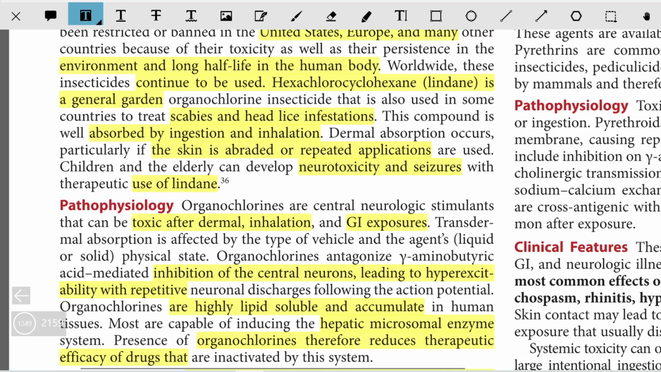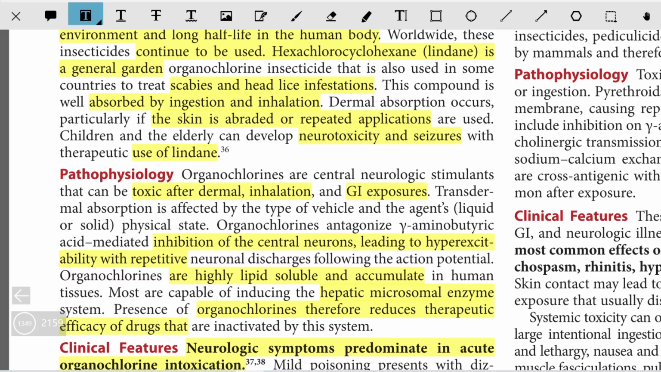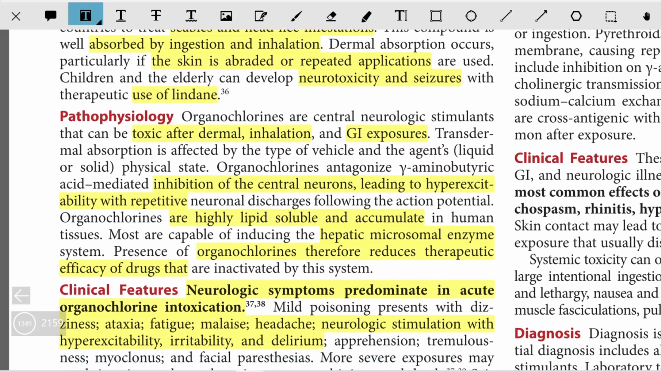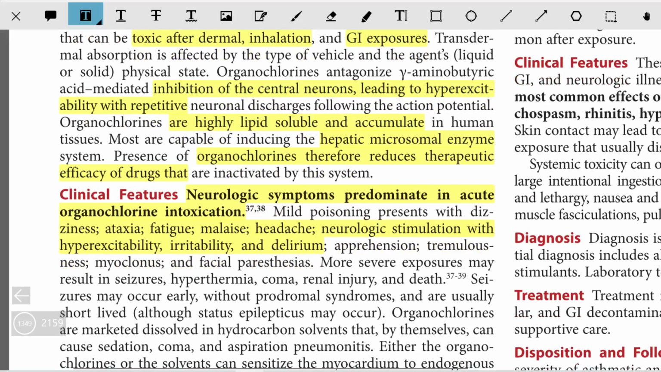Coming to the pathophysiology, organochlorines are neurologic stimulants and can be toxic after dermal, inhalational, and GI exposures. Transdermal absorption is affected by the type of vehicle and agents, either liquid or solid physical state. Organochlorines antagonize GABA-mediated inhibition of central neurons, leading to hyperexcitability with repetitive neuronal discharges following the action potential. Organochlorines are highly lipid soluble and accumulate in human tissues. Most are capable of inducing hepatic microsomal enzyme systems, because of which the efficacy of other drugs will be reduced because they will be inactivated.